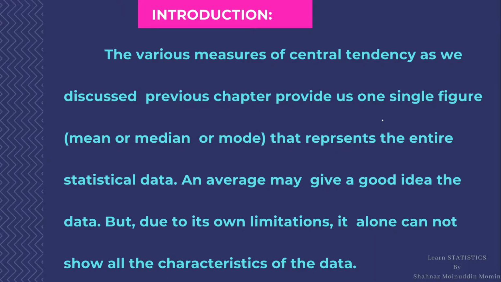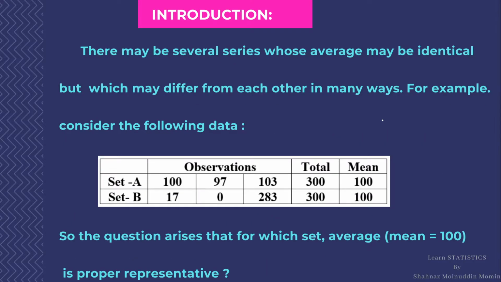The various measures of central tendency, as we discussed in the previous topic, provide us a single figure that represents the entire statistical data. We know that the single figure is nothing but mean, median or mode. An average may give a good idea about the data, but due to its own limitations, it cannot show all the characteristics of the data. There may be several series whose average may be identical but differs from each other in many ways.